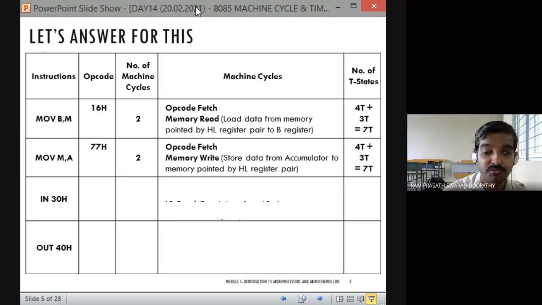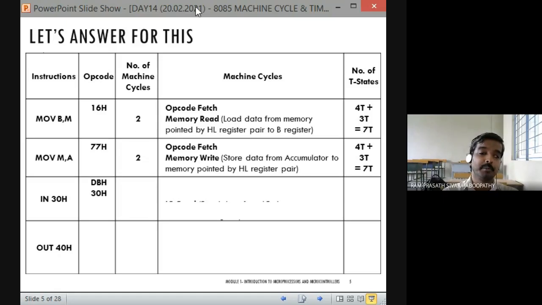Okay. So this one is very, very interesting. In the particular example, IN 30H. How many byte instruction? Is it 1 byte instruction? 30 is an 8-bit address. Yes, very good. 2 byte instruction. DB 30. The opcode for IN is DB. Then the device address is 30H.